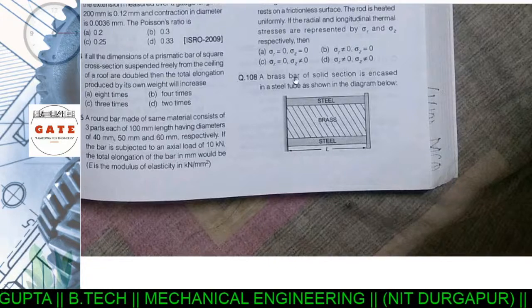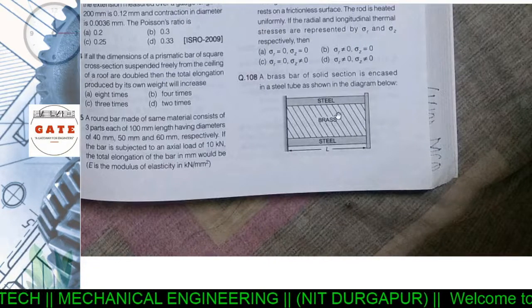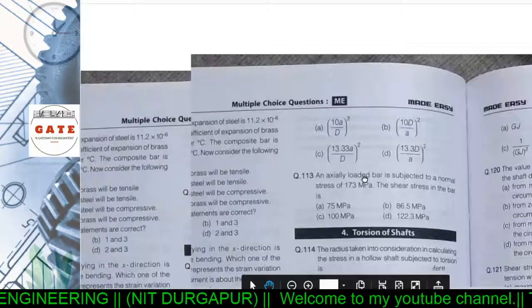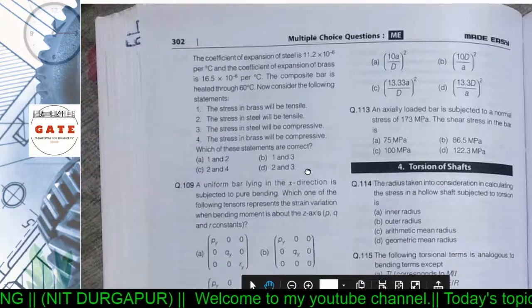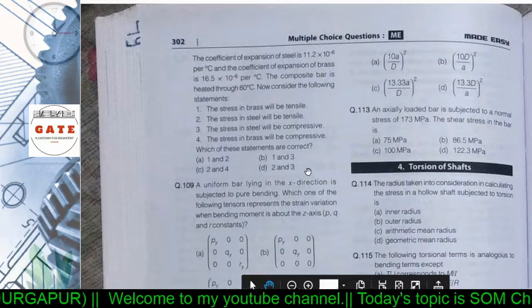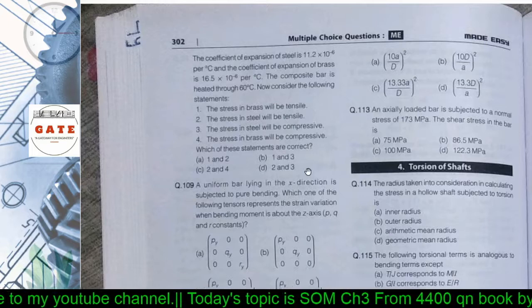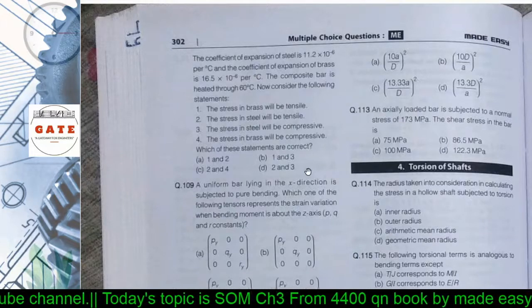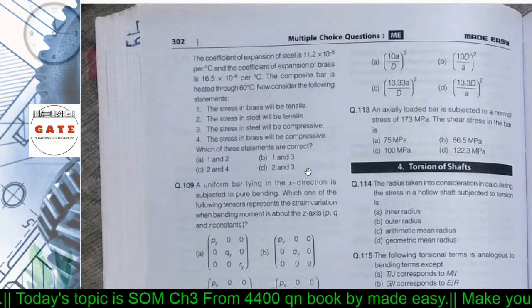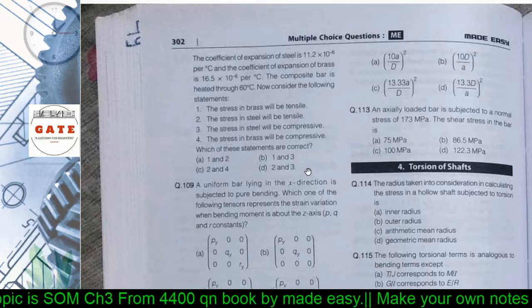Question number 108. A brass bar, solid section. So ऊपर steel है, अंदर brass है. Okay. So let's see the options. Coefficient of steel is given and alpha of brass is also given. The composite bar is heated. Delta T is given. Now what are the statements?